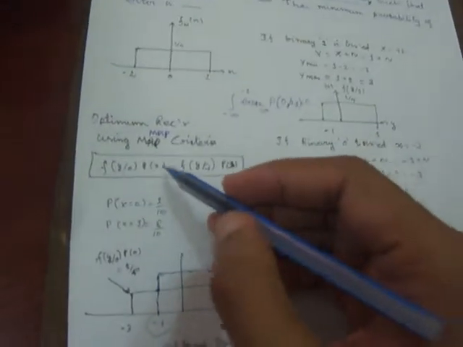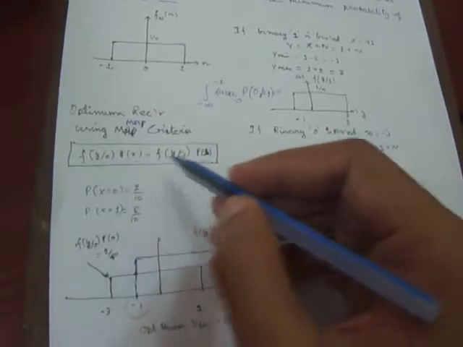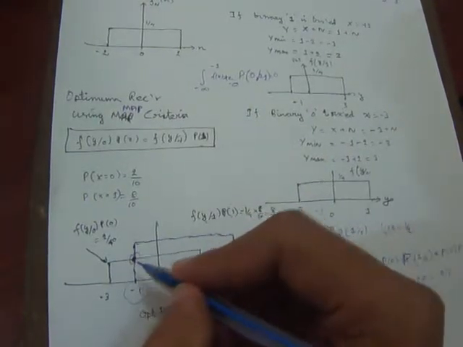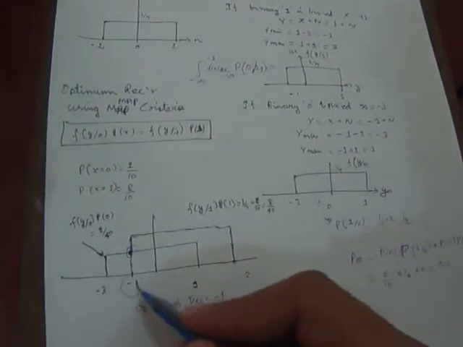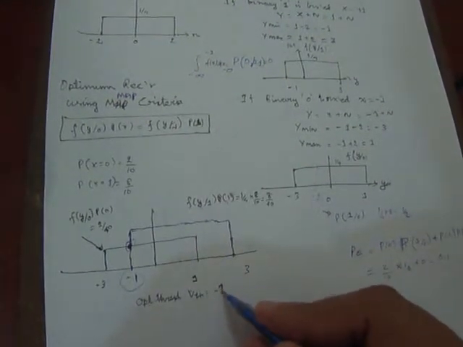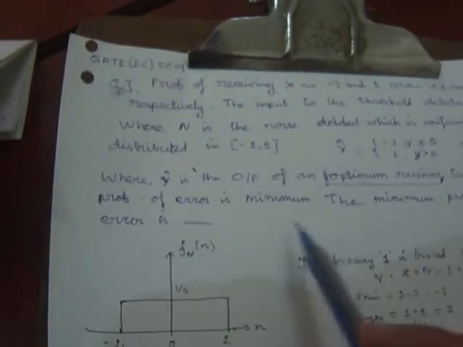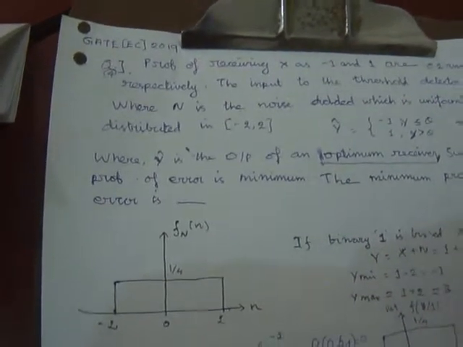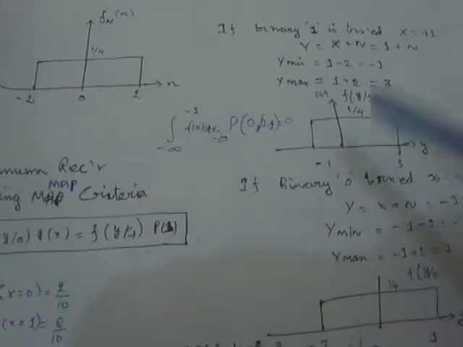So using this MAP criteria, when these two functions become equal, that point is called the threshold point. Here minus 1 is the optimum threshold voltage or threshold value. So to calculate the minimum probability of error, such that this is the optimal receiver value, we have to find the minimum probability of error value. To find that, we can use these PDF functions.